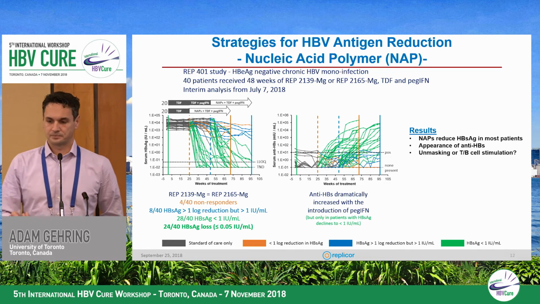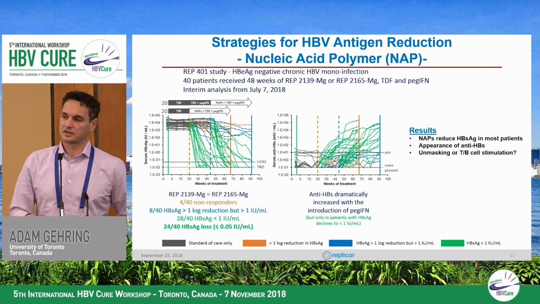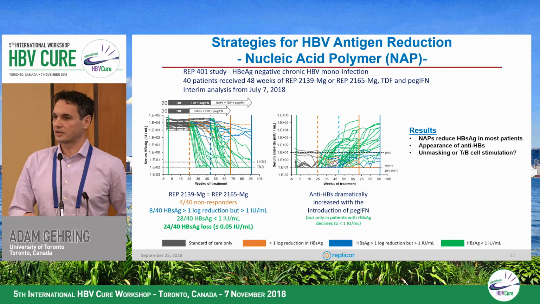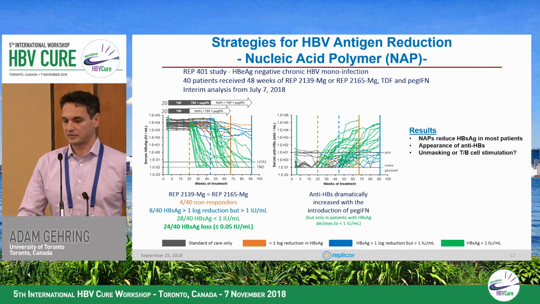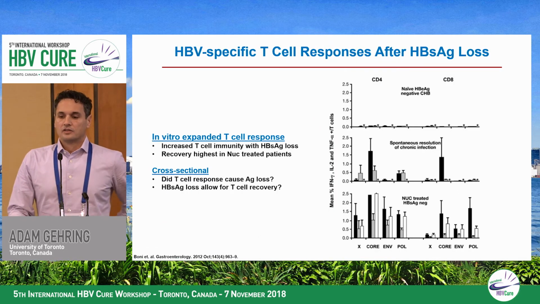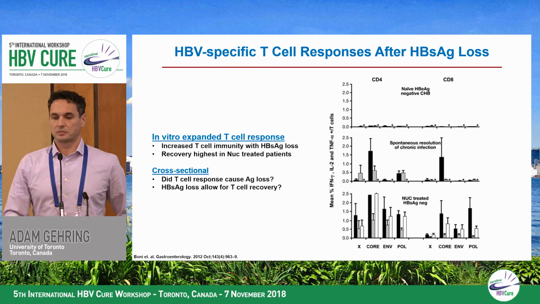And then in the graph in the middle, you see the appearance of anti-HBs as the S antigen declines within the circulation. So the results from this is that the NAPs are really doing a good job here of reducing the S antigen in most patients. The appearance of anti-S becomes apparent in the serum, but what we don't know thus far is whether that's an unmasking of the anti-S or whether it's T and B cell activation that leads to the de novo production of anti-HBs.